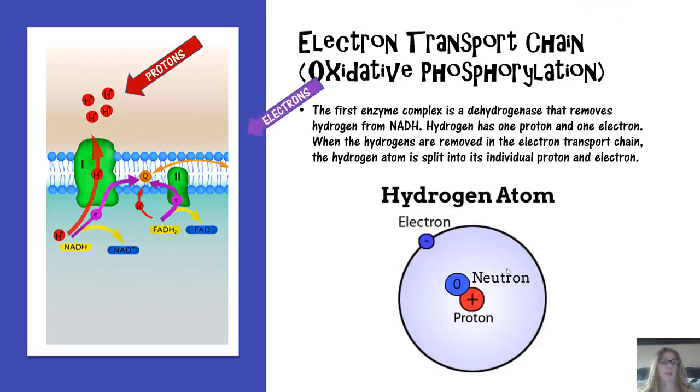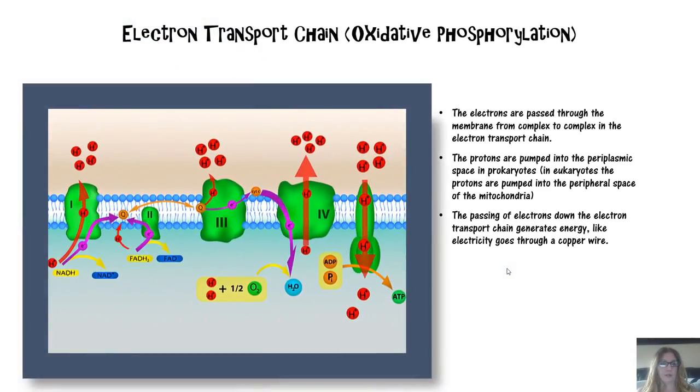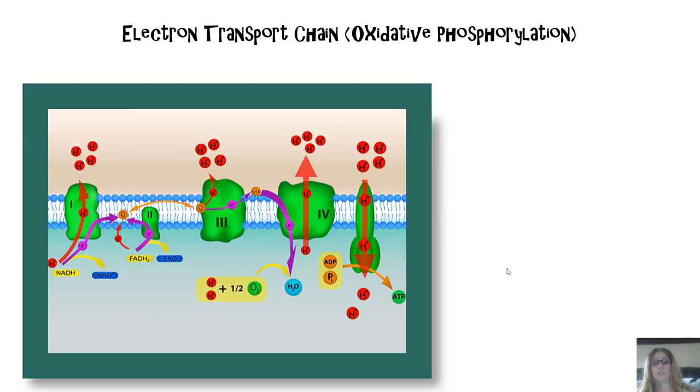Those are the protons. And here in purple in this diagram we have where the electrons are, so we can follow where the electrons are. The electrons actually stay in that membrane as they're being passed from complex to complex. The protons are the ones that are actually being pumped across the membrane. The electrons are passed through the membrane from complex to complex in the electron transport chain. The protons are pumped into the periplasmic space in prokaryotes. In eukaryotes, the protons are pumped into the peripheral space of the mitochondria. The passing of electrons down the electron transport chain generates energy, like electricity going through a copper wire, for example.